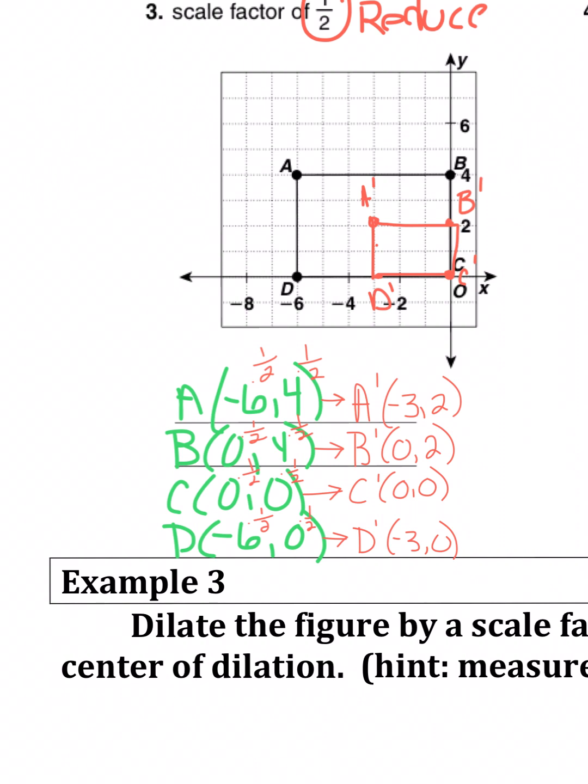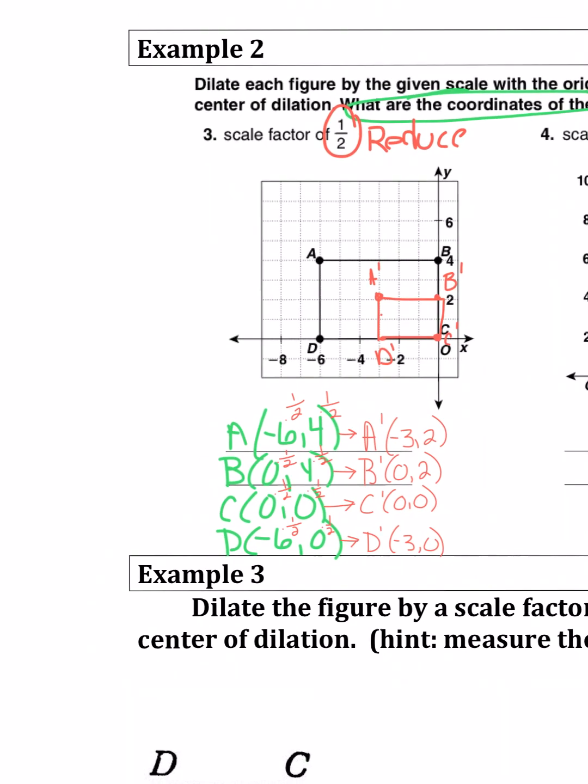So to complete this problem, just to recap, you'll list the original coordinates first. Then you'll use the scale factor multiplied by each of the original coordinates to get your new coordinates. Then once you get your new coordinates, you will plot them, and that is the dilated image. Okay, let's try one more.